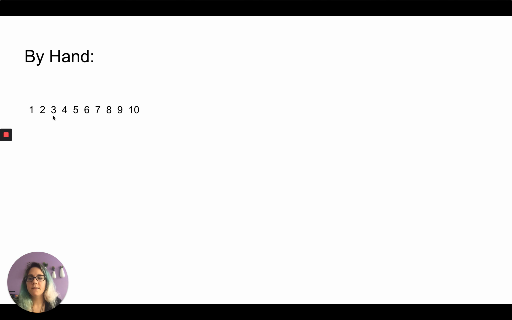Now 3 is not divisible by anything but 1 and itself. So 3 is a prime number. So we've already got 2 primes, 2 and 3. Now 4. 4 is divisible by one of our primes, by 2. So we can just cut it out. 5 isn't divisible by anything but 1 and itself.